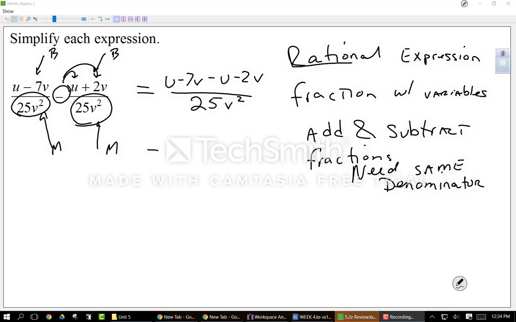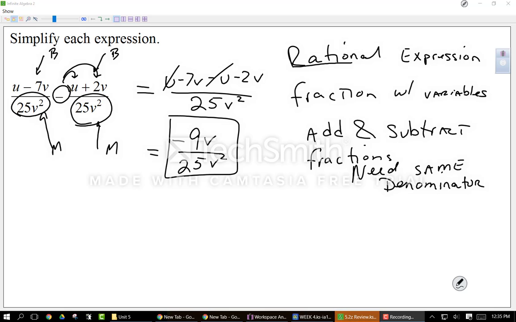So now up top I combine like terms. u minus u is gone. I don't have any left. Negative 7v minus 2v is negative 9v over 25v squared. So this looks to be my answer because I now added and subtracted, right? I really just subtracted them.